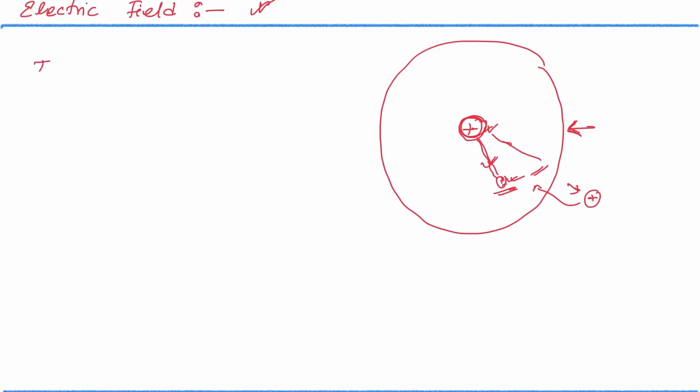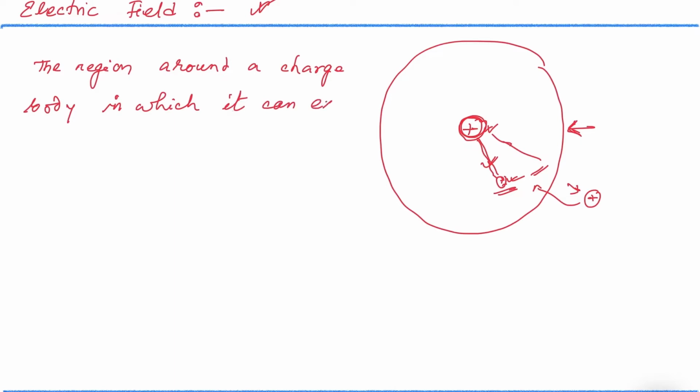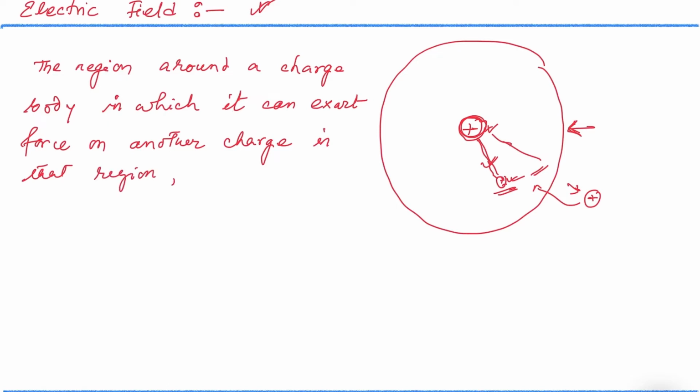So we can write the definition of electric field in this way: the region around a charged body in which it can exert force on another charge in that region is called electric field. Okay, so that is the definition of electric field.